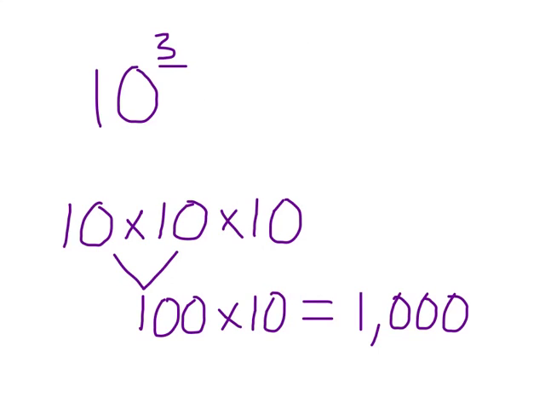This 3 tells me that I'm going to multiply 3 tens together. A common mistake kids make would say, 10 times 3 equals 30, but that's not what exponents mean. Let's look at another example.